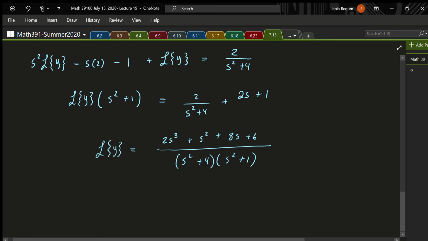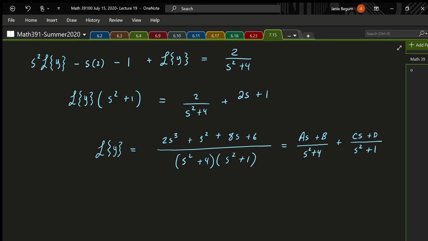If you look carefully, s squared plus 4 is an irreducible quadratic, so it doesn't factor. And s squared plus 1 is also irreducible, it doesn't factor. So the terms we're going to have on top of this fraction, when we write the partial fraction decomposition, are As plus B over s squared plus 4 and Cs plus D over s squared plus 1. So you get a linear function on top of each of these fractions because the bottom is an irreducible quadratic. That's again something from calculus. Let me know if you guys have questions.